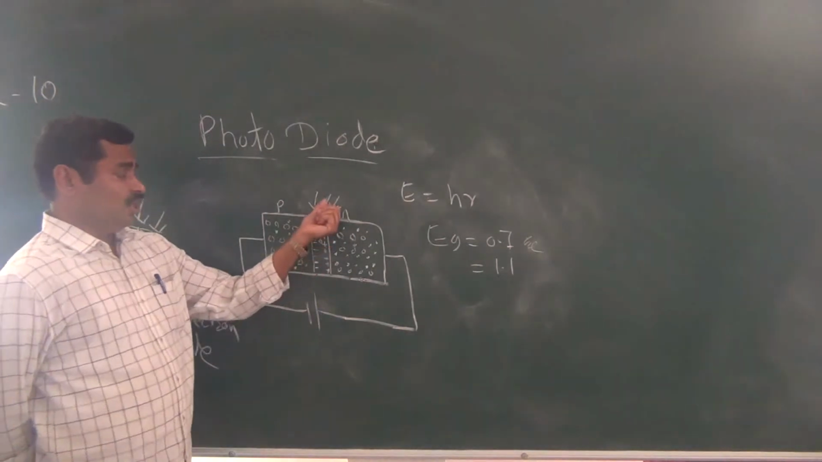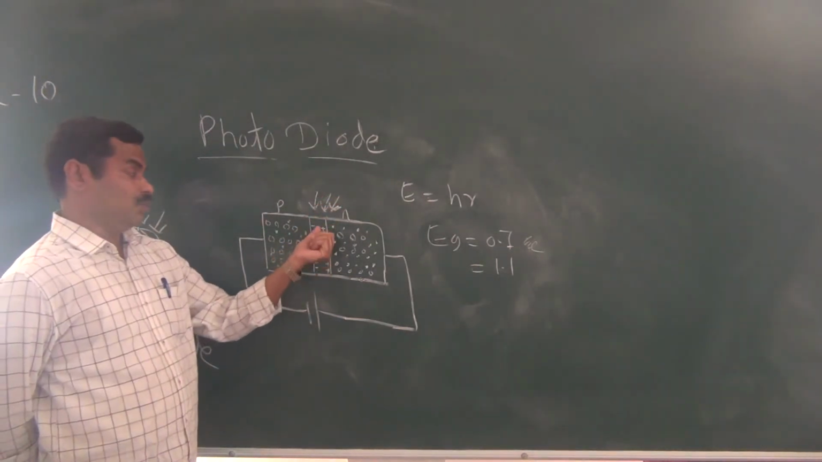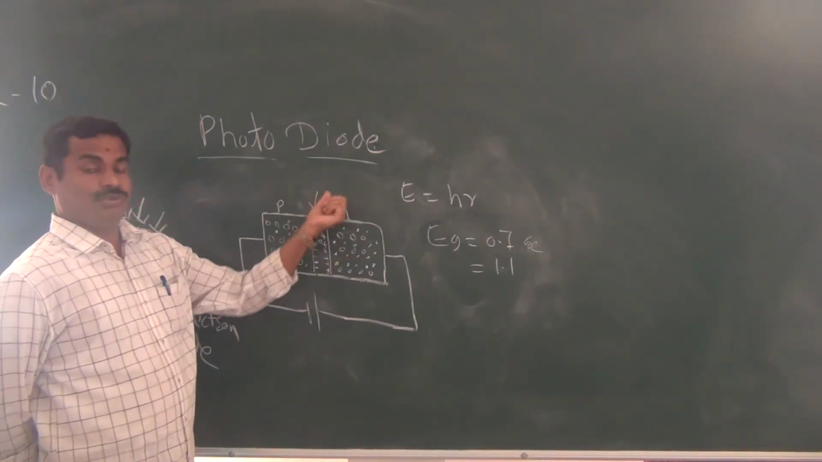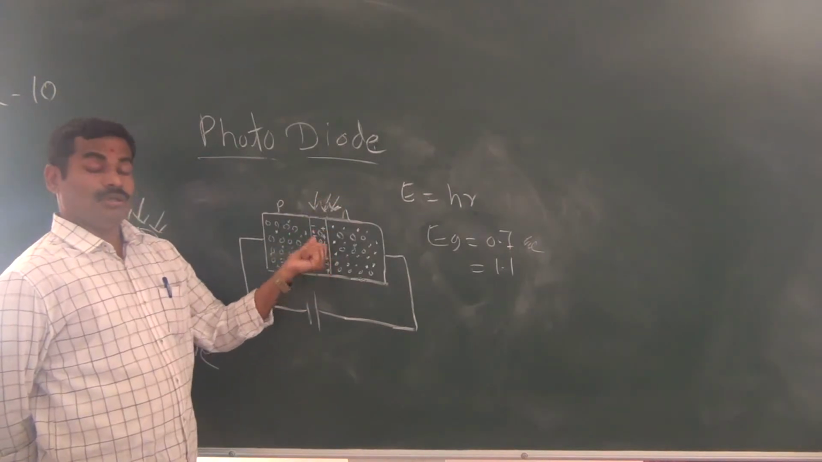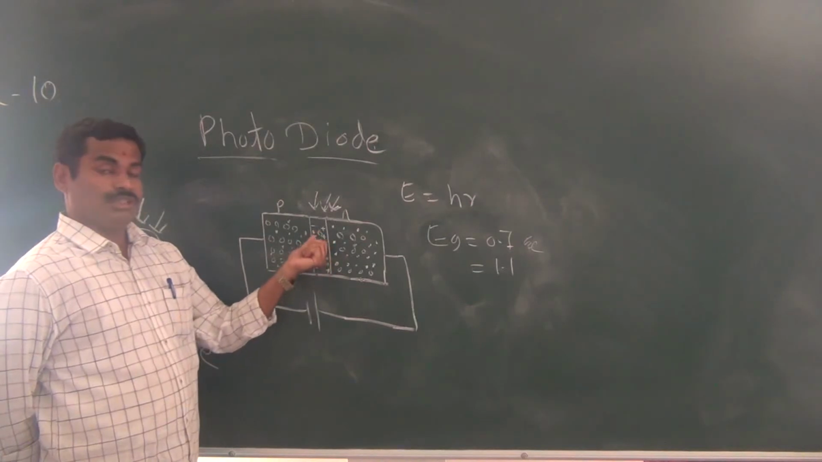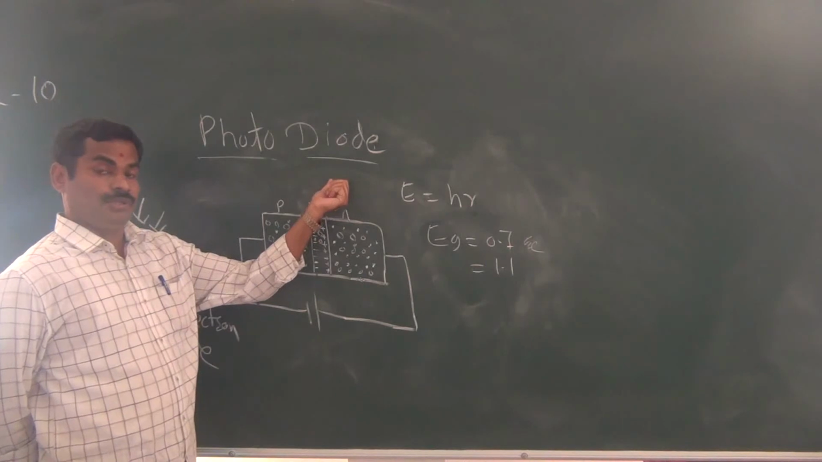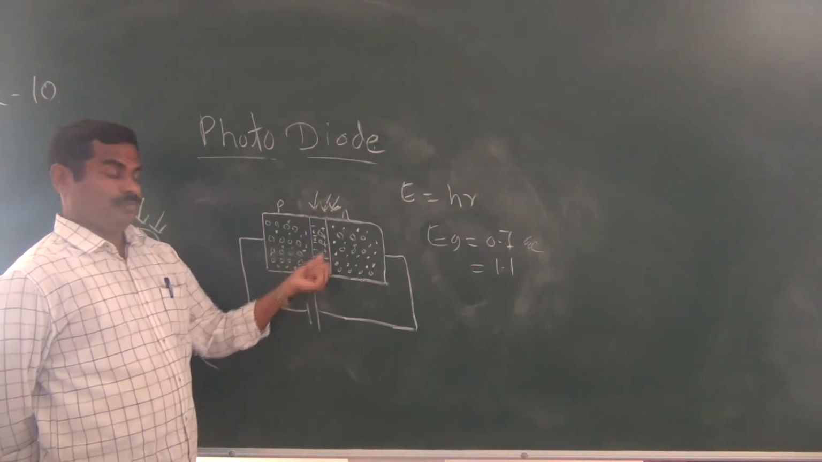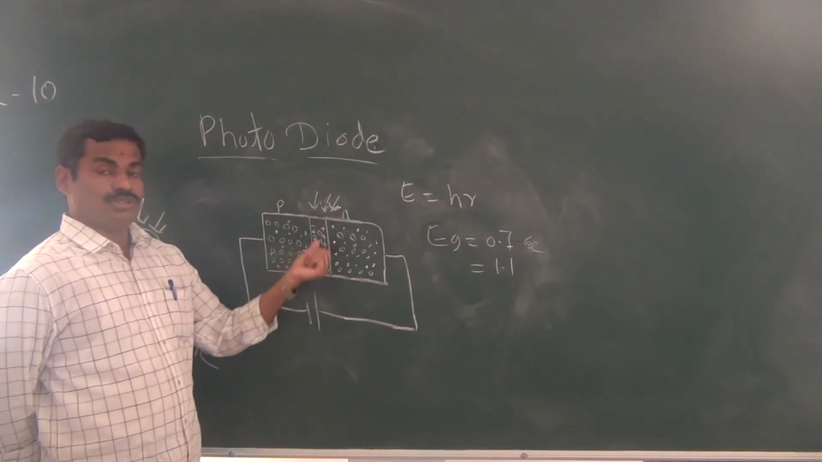The more light you incident, the more electrons and holes are generated. You are applying more light energy, so a greater number of electrons and holes are generated. It means the number of electron-hole pairs generated depends upon the incident light. If you incident more light, then more electron-hole pairs are generated.